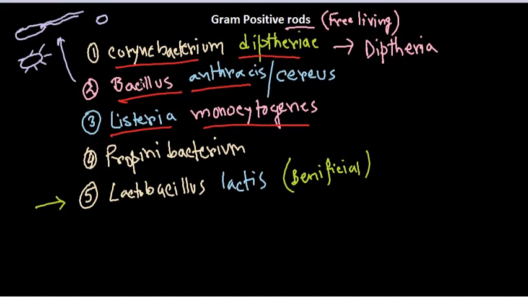Now, all of these gram-positive rods are rod shaped, and many of them can grow on blood agar. They can easily grow on blood agar, so you can separate and get the colonies on blood agar. So these are the general properties, and we'll be studying each of them.